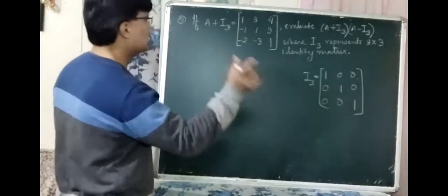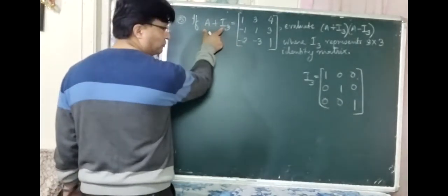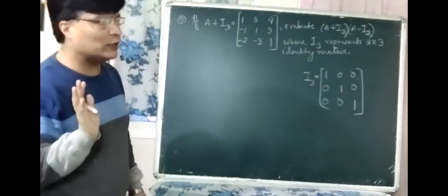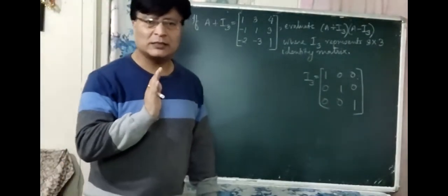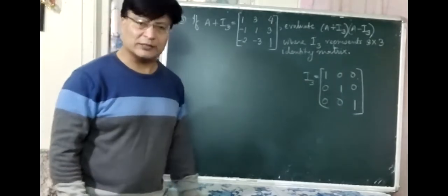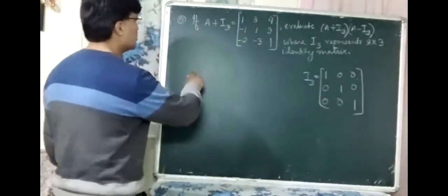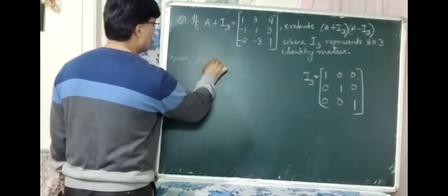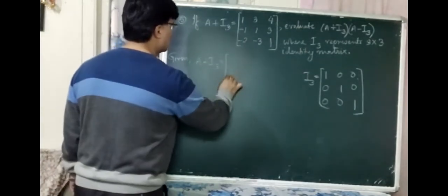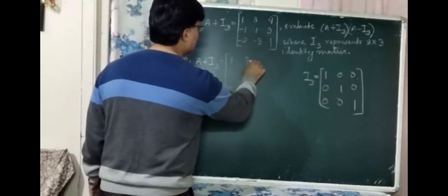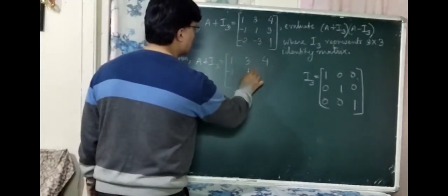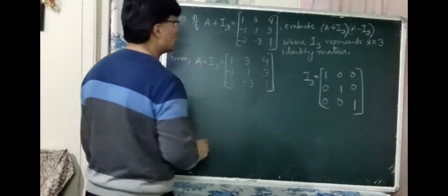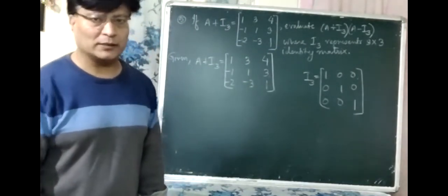Now A plus I3 is given. You have to find out (A plus I3) into (A minus I3). Already we know A plus I3, but we don't know A minus I3. You have to find it. So what is given here? A plus I3 is equal to 1, 3, 4, -1, 1, 3, -2, -3, 1. So we have copied the given one.